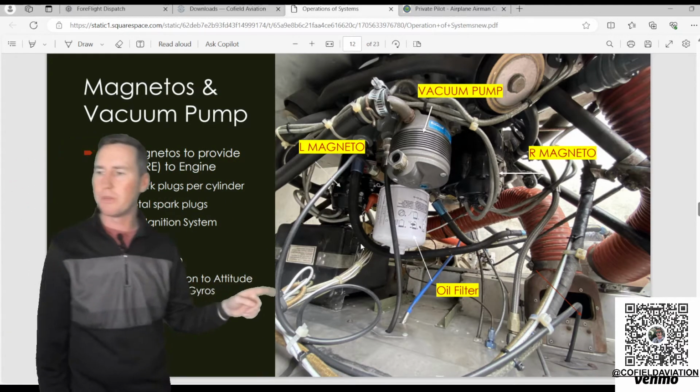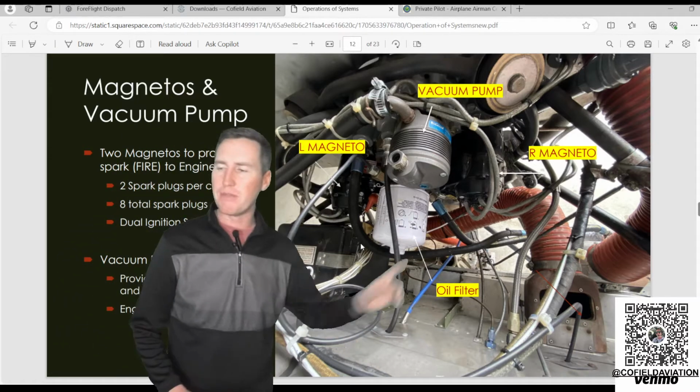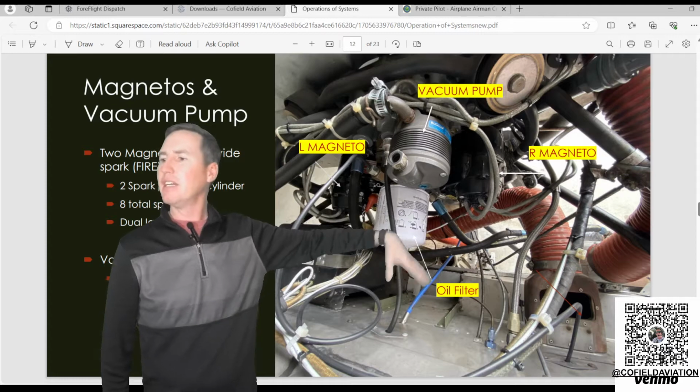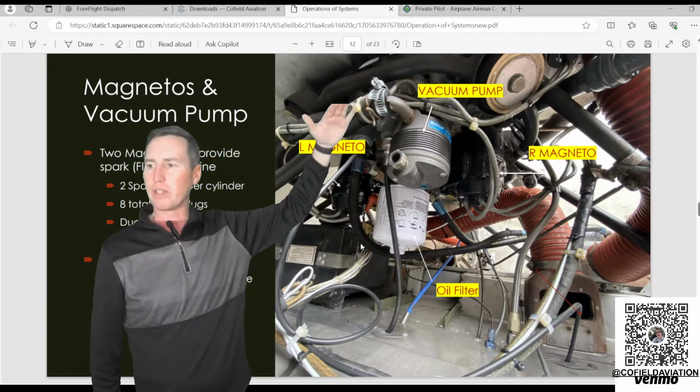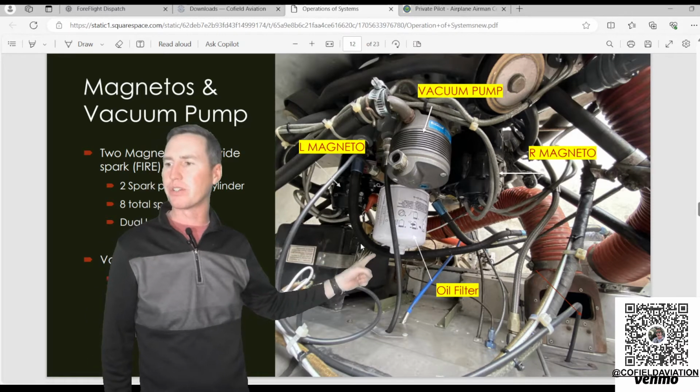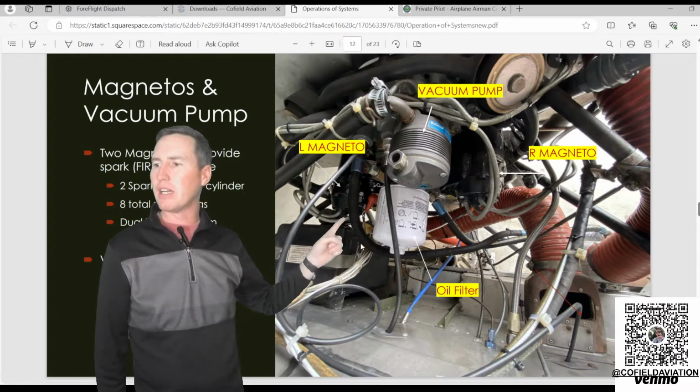But I did want to show here. So we talked about the vacuum pump. So the vacuum pump, if you look, is right here. This is looking at the back of the engine. Basically, if you were looking at the top of the cowl and taking a picture straight down, this is the back of the engine. You got your oil filter right here.